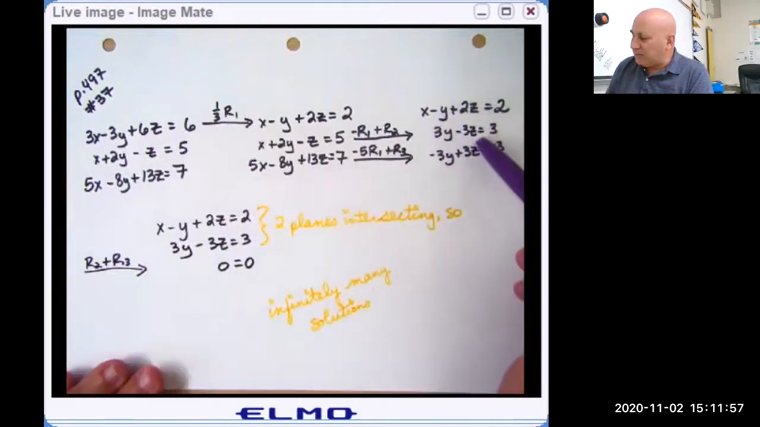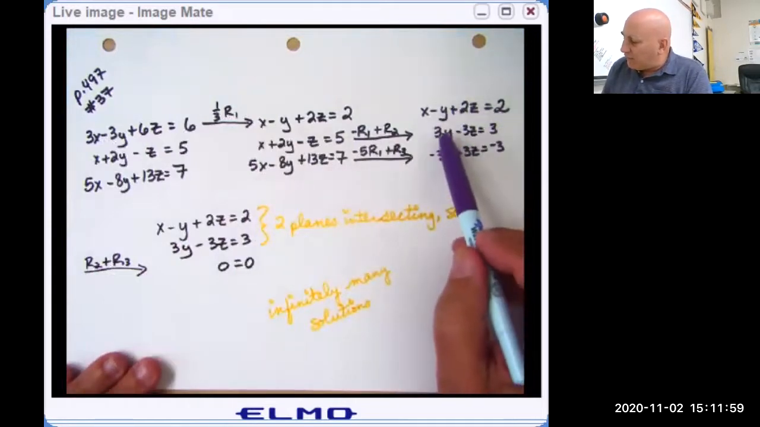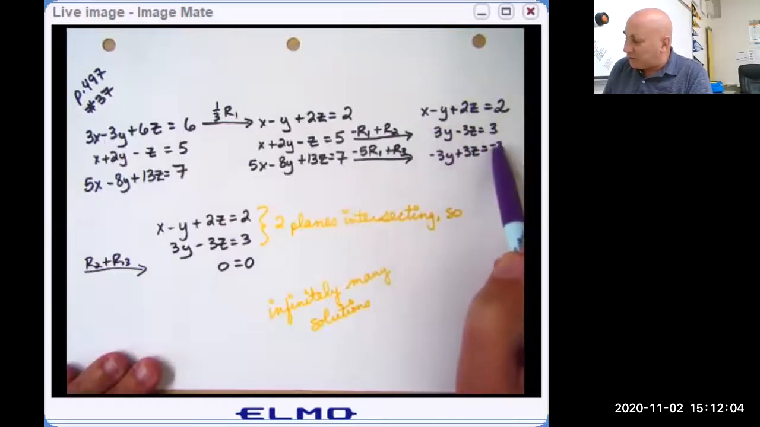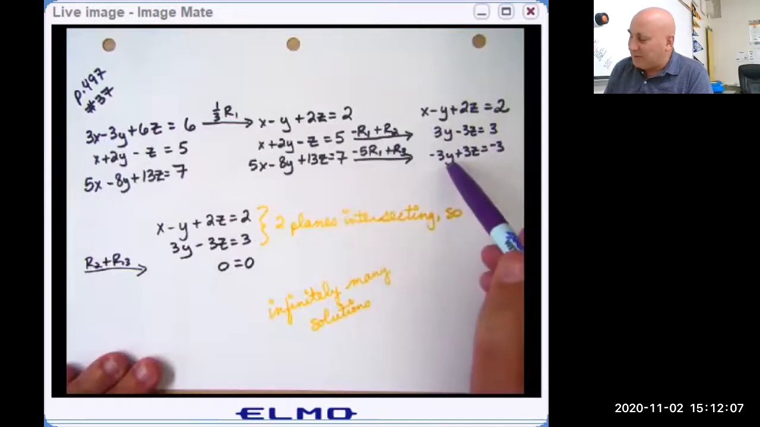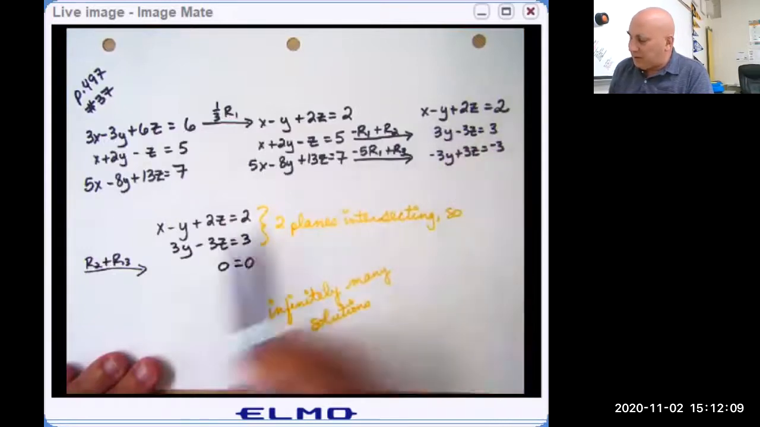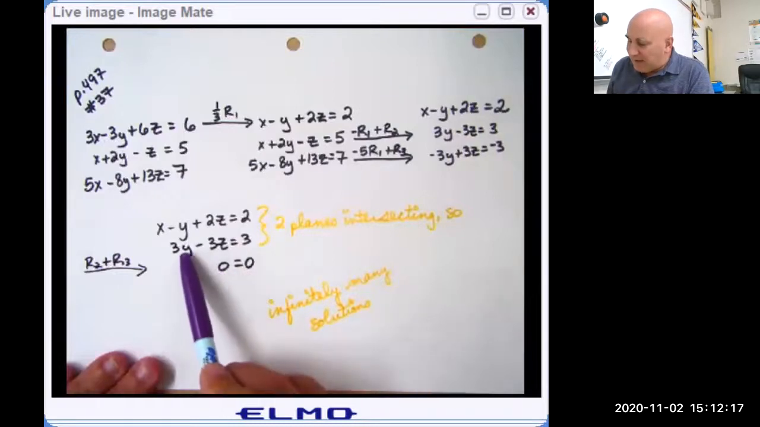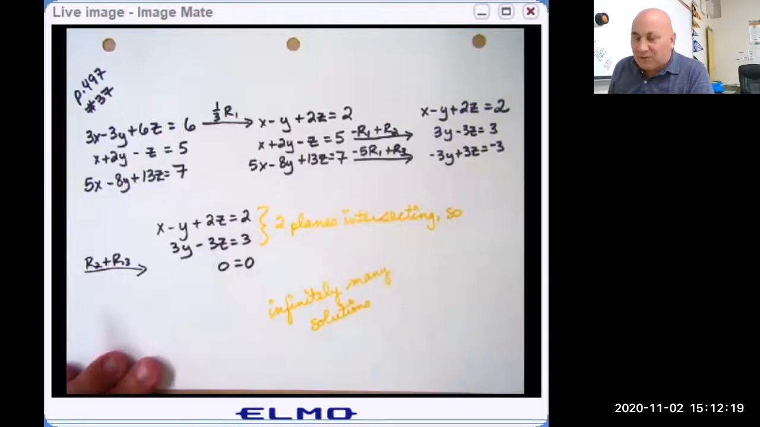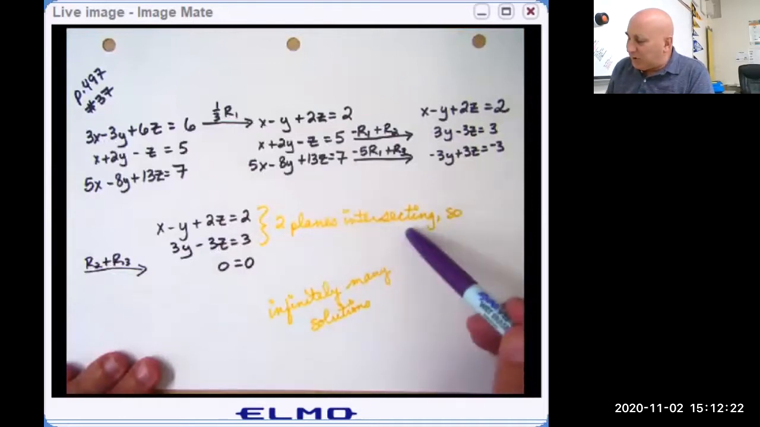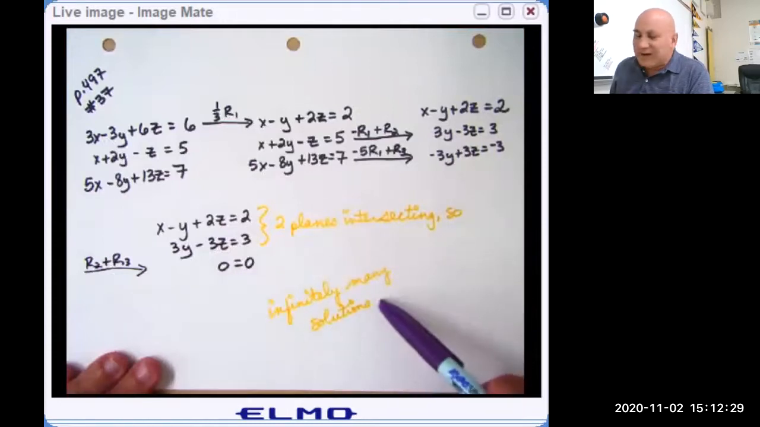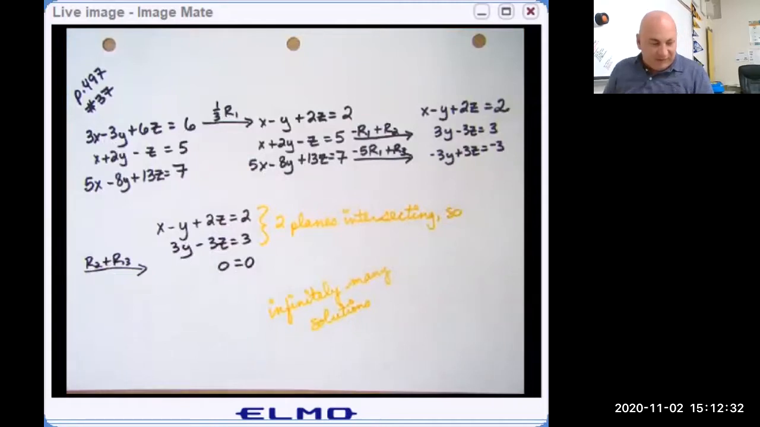Here's my new system. Now I notice I use this one to get rid of this one. Hey, and I don't have to multiply by constants like I did last time. I just do row 2 plus row 3. Uh-oh, 0 always equals 0. So I have 2 equations and 3 unknowns. This is going to be where 2 planes are intersecting. So this one, because 0 always equals 0, is going to have infinitely many solutions.